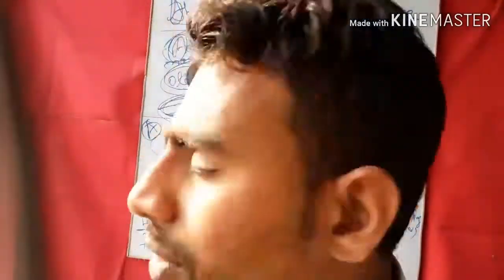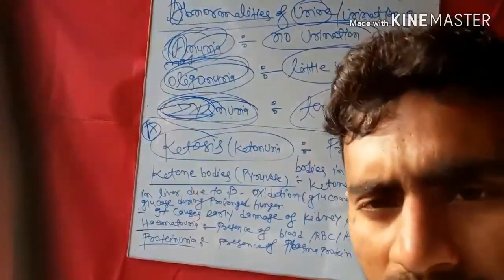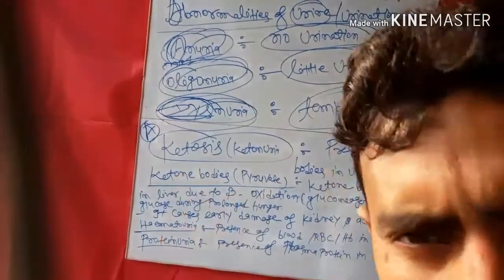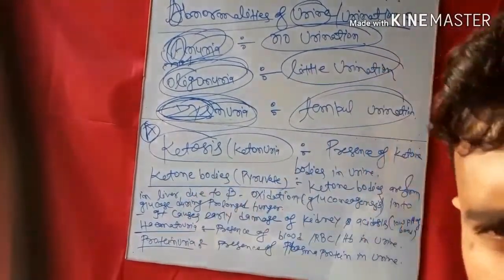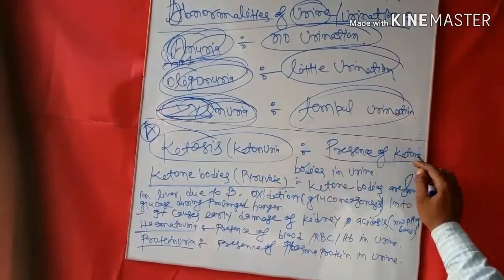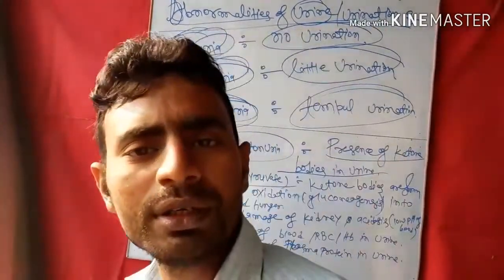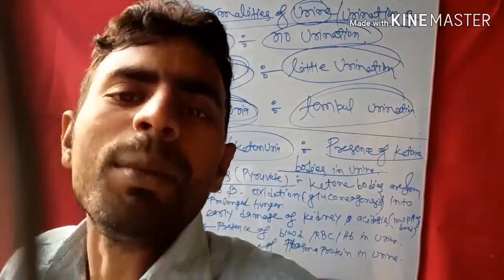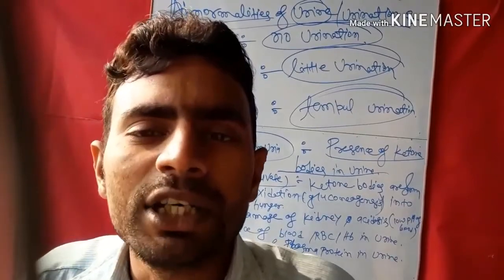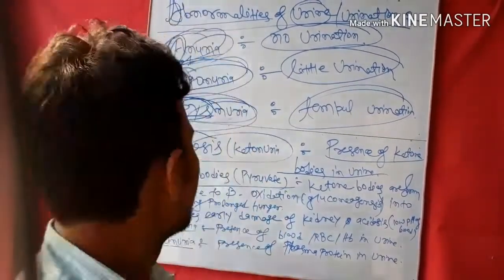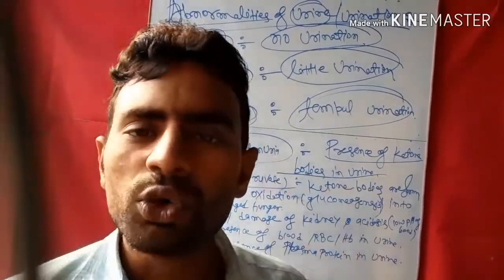Okay, next term is ketosis, which is also called ketonuria. This is the presence of ketone bodies in urine. The presence of ketone bodies in urine is called ketosis and ketonuria.